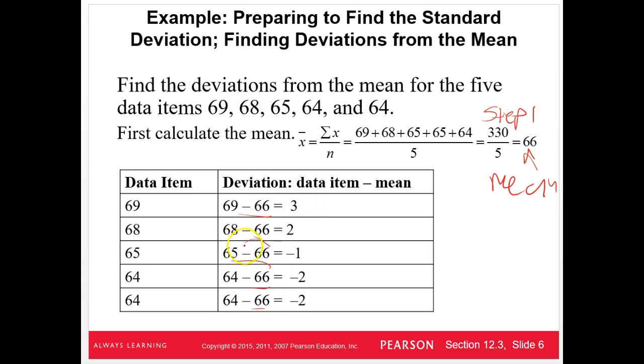And it's perfectly fine if, for these last 3 here, that goes down into the negative. What you should also notice is that if I add the deviations together, our step 2, the deviations should always sum to 0. So notice 3 plus 2 is 5, 5 minus 1 is 4, minus 2 is 2, minus 2 is 0. They'll always sum to 0. So that's the deviations: 3, 2, negative 1, negative 2, negative 2.